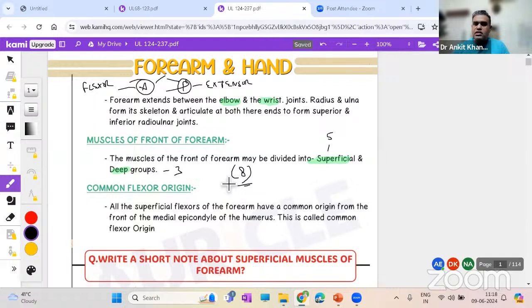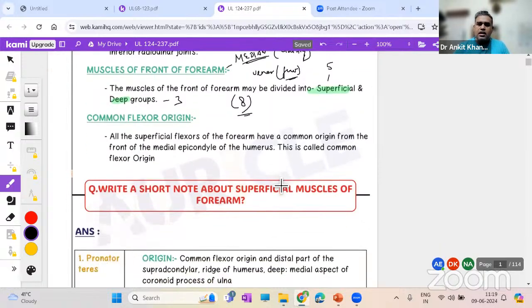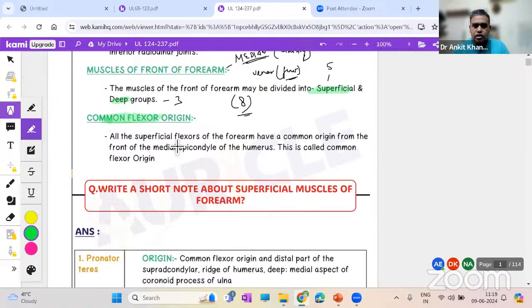And most of these muscles you will see are supplied by which nerve? They are supplied by the median nerve, barring a few muscles like the flexor carpi ulnaris and the medial half of FDP, which are supplied by the ulnar nerve. So mainly median is over here, while one or 1.5 muscles are supplied by the ulnar. These front of forearm muscles are coming from the common flexor region. And don't forget that this common flexor region is located at the medial epicondyle of the humerus.